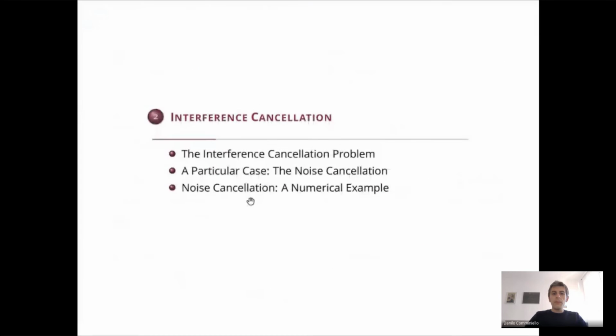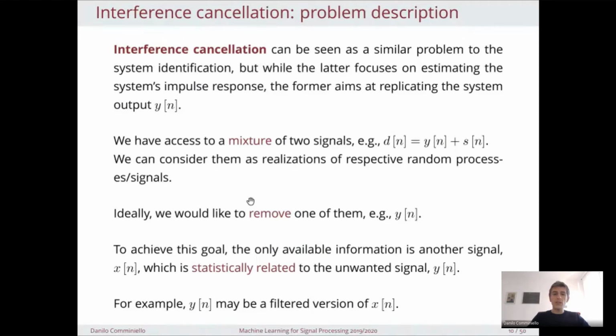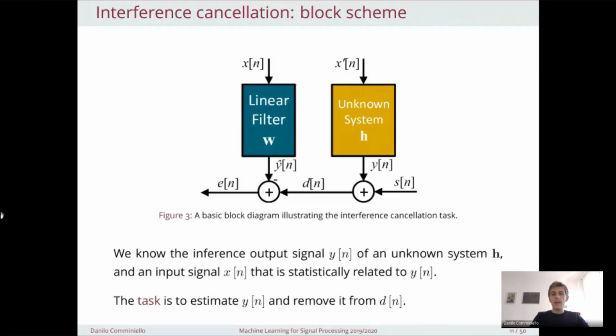One other task which is very similar to system identification is interference cancellation. Interference cancellation is a problem which is very close to system identification, but with some changes. I would like to describe this just by looking at the block scheme of interference cancellation. It is very similar to system identification, but some things change.